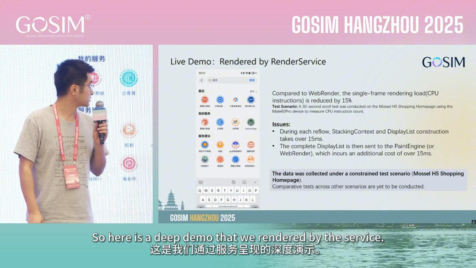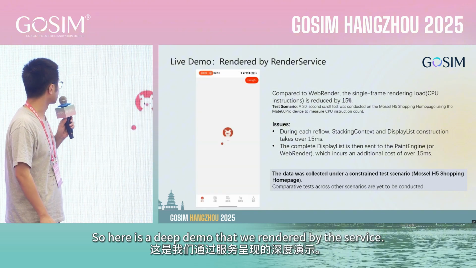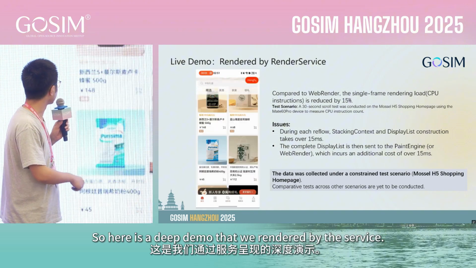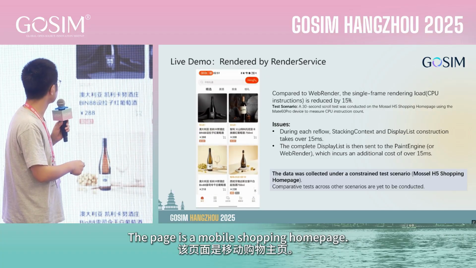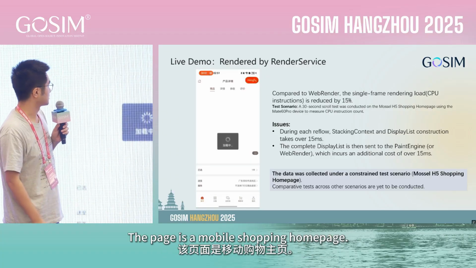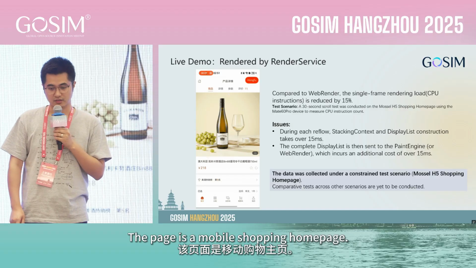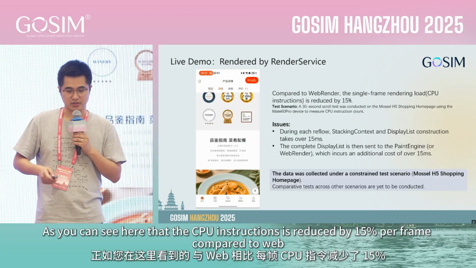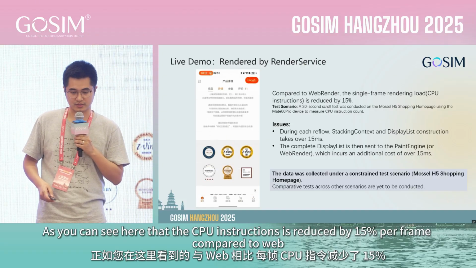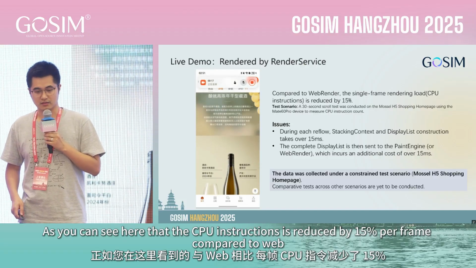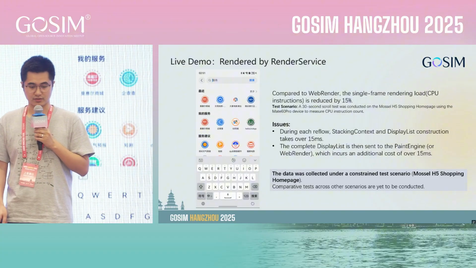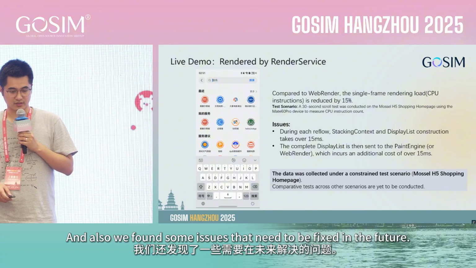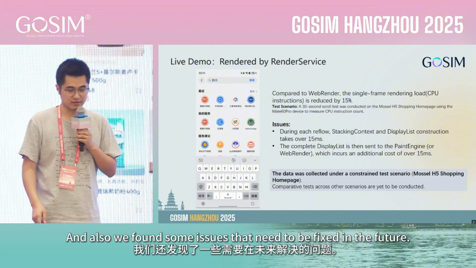Okay. So here is a demo that we rendered by render service. The page is a mobile shopping homepage. As you can see here, the CPU instructions are reduced by 15% per frame compared to web render. And also, we found some issues that need to be fixed in the future.